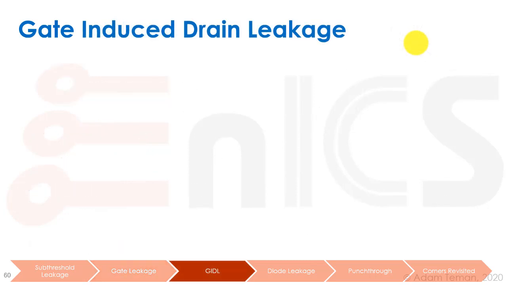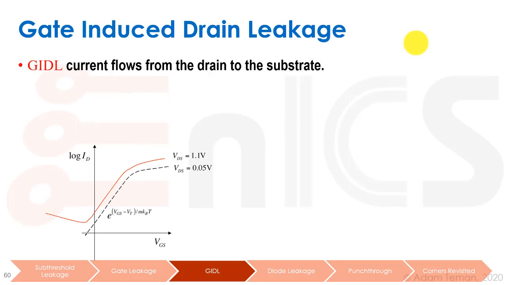Okay, our next leakage component is the gate-induced drain leakage, or GIDL. GIDL current flows from the drain to the substrate, and what is it exactly? When we look at this VGS versus log ID plot, we could imagine continuing the gate voltage instead of stopping VGS at 0, and we would eventually get to 0, or even some sort of a reverse current, right?